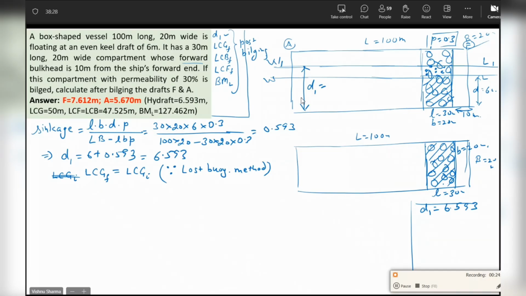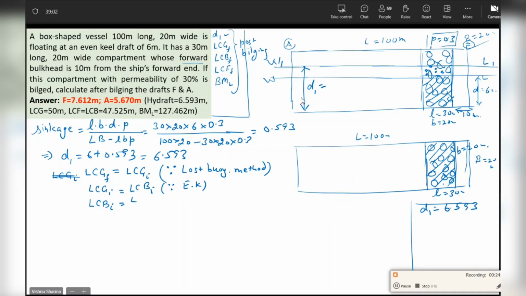LCG initial is equal to LCB initial. Why? Because the vessel is on even keel. I'm sure you agree with that also. And for this box-shaped vessel, what will be the LCB initial? Tell me, guys. Look at the initial condition, intact condition, what will be LCB?